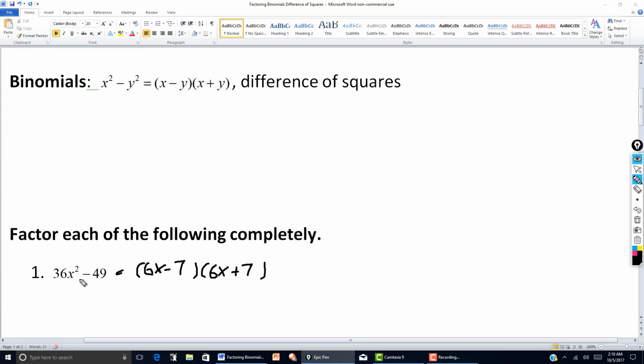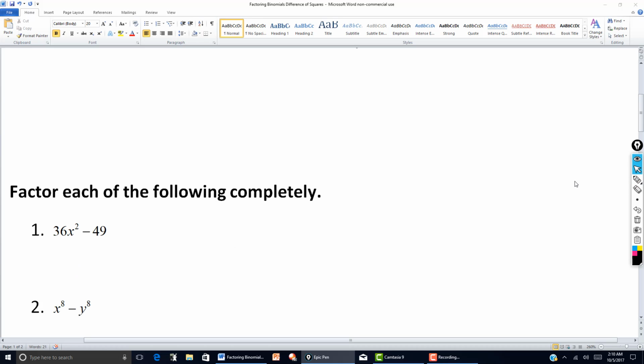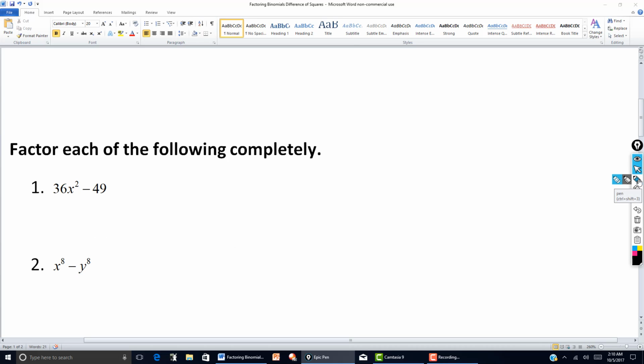Always keep in mind that you should always look for a common factor. That's the first thing you should do. In this case, we don't have a common factor, so we just factor directly into the difference of squares. Let's clear this.